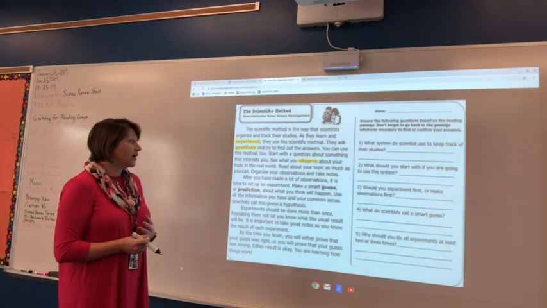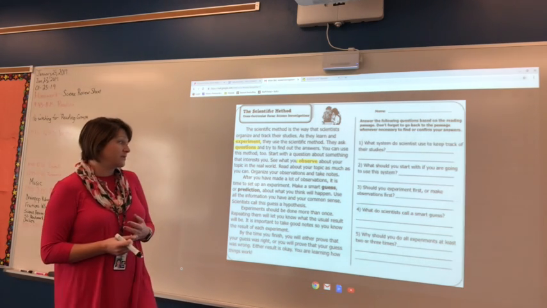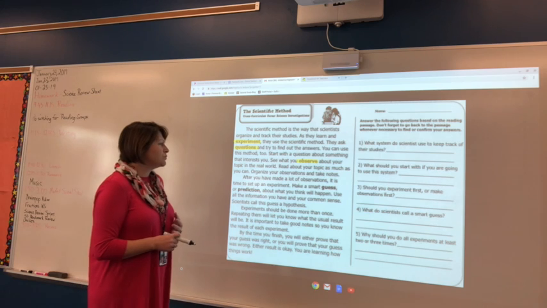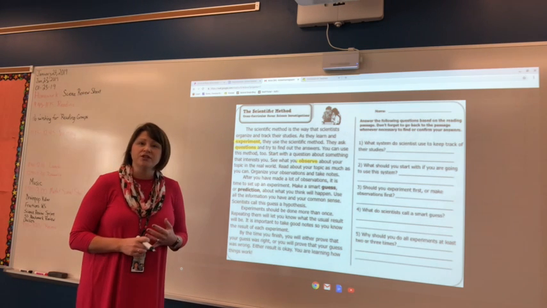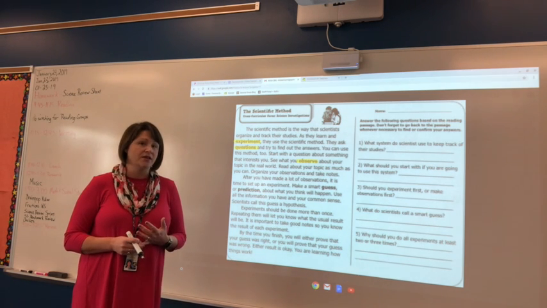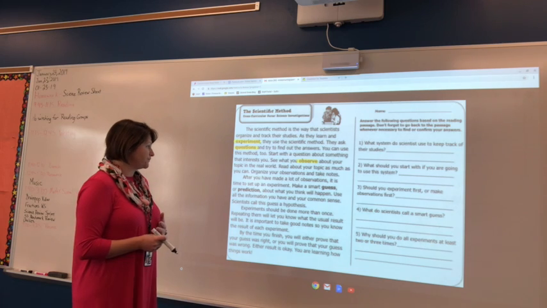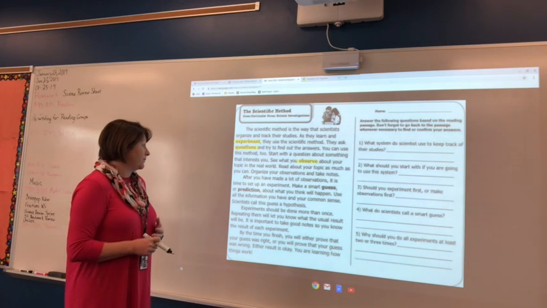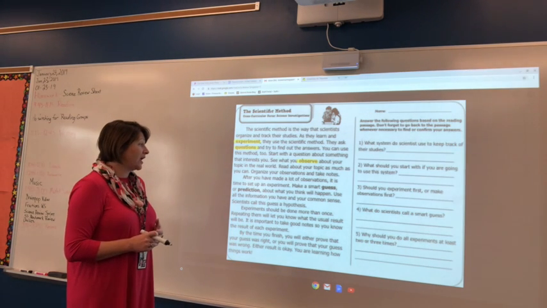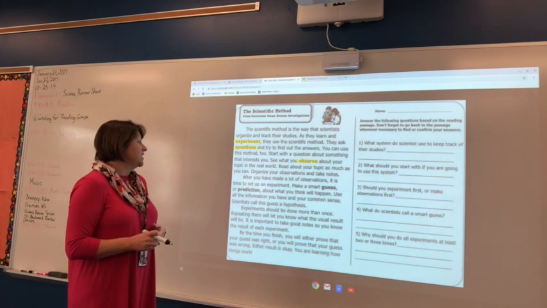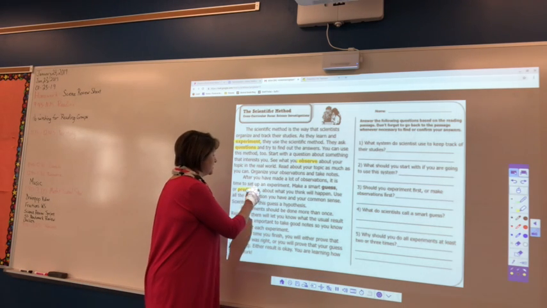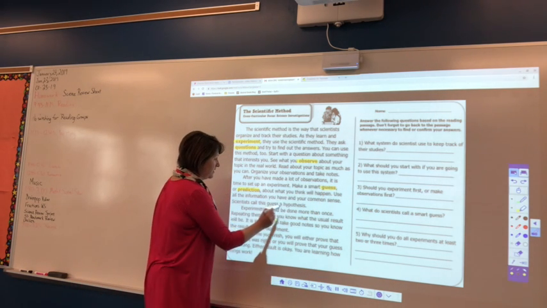After you've made a lot of observations, it's time to set up an experiment. You make a smart guess or a prediction. And we're going to see the word hypothesis later, and that's what that means. About what you think will happen. Use all the information you have and your common sense, and scientists call this the hypothesis.